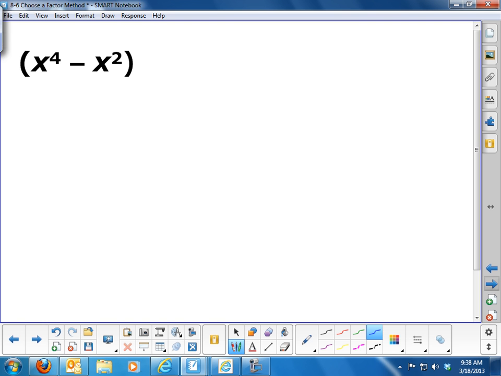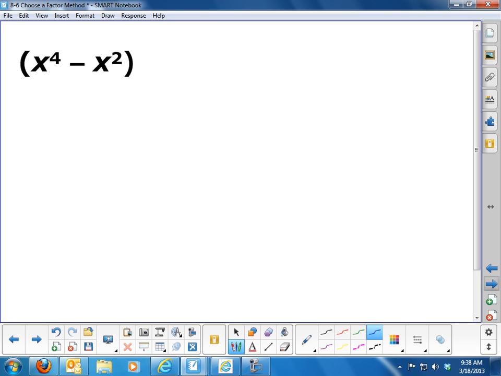Last one here. We've got x to the 4th minus x squared. I'm looking at this and I need to think, well, could this be a difference of squares? What is the square root of x to the 4th? That's x squared. What is the square root of x squared? That's x. Oh, first things first, I should probably factor out a greatest common factor. Oh, it is.